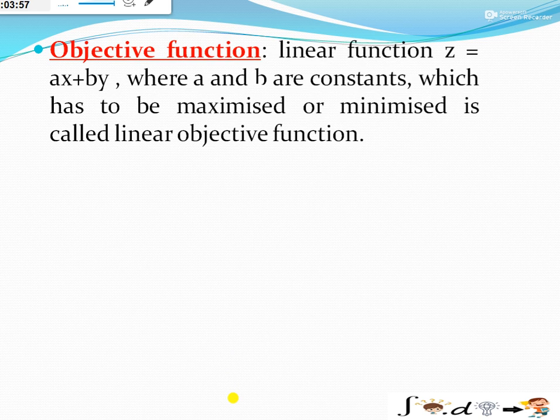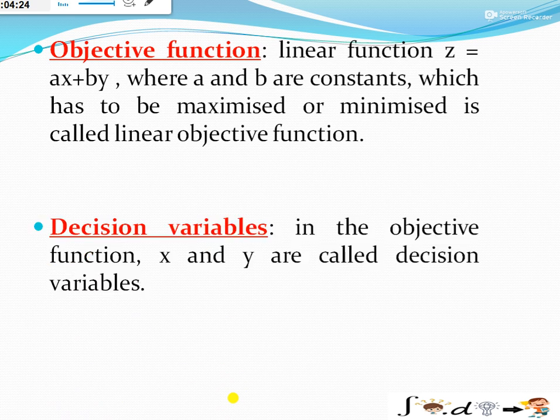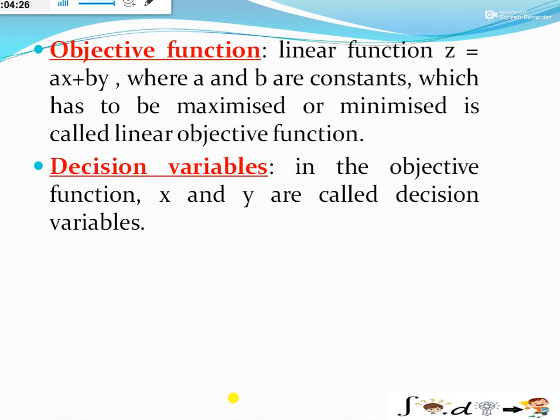And now the objective function. First of all, we have to understand the terms which we use in linear programming. First is objective function. A linear function z is equal to ax plus by, where a and b are constants, which has to be maximized or minimized, is called linear objective function. Decision variable. In the objective function, x and y are called the decision variables.